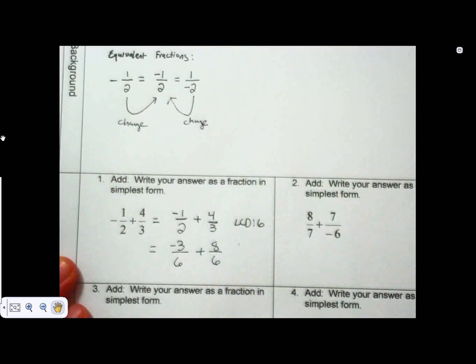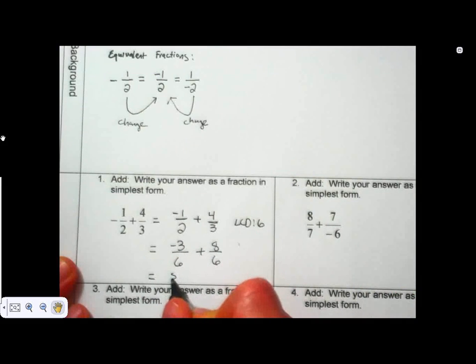And now the last step is just to add what's left. So I add the tops. So negative 3 plus 8 is 5. And if you didn't get the chance to watch the video on adding integers, positive and negative numbers, make sure you go back and do that so you know where this 5 came from. And then again, when we're adding fractions, the denominator doesn't change. So our final answer is going to be 5 over 6.